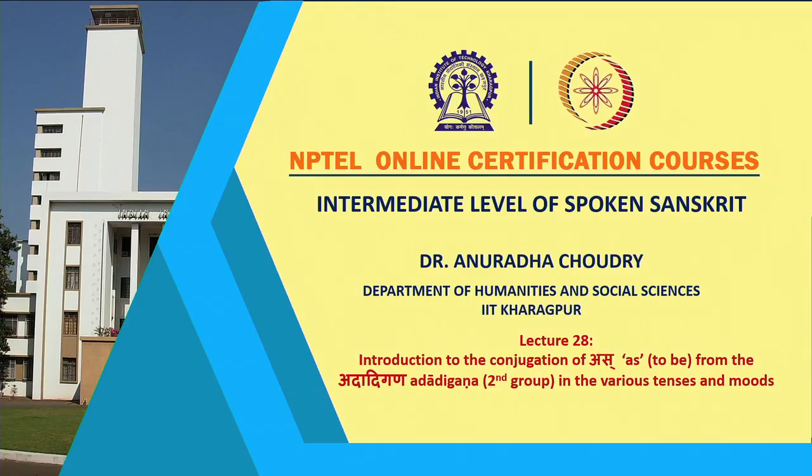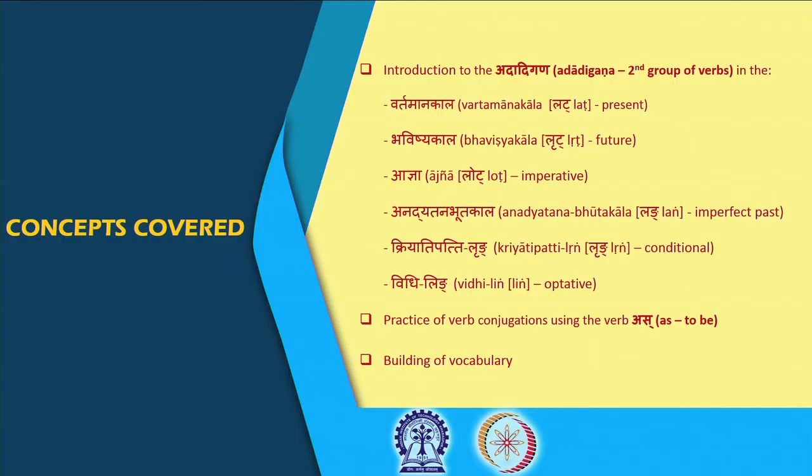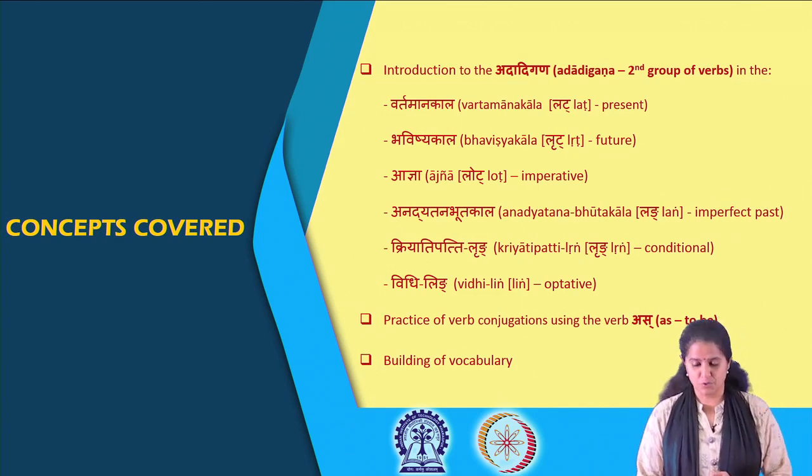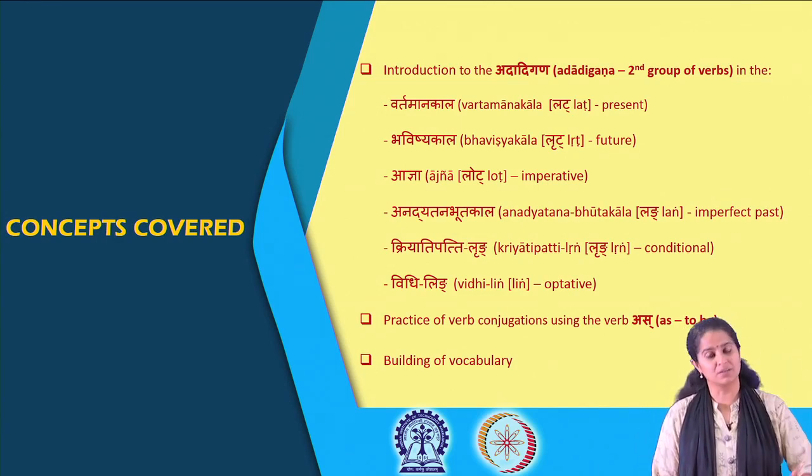So far we have looked at the first group, which is the bhvadigana, the 10th group, which is the curadigana, and we lightly touched upon the second group, or the adadigana, and the verb that we looked at was the as. So in today's lecture, which is lecture number 28, I will do an introduction to the conjugation of the as dhatu, which is to be, from the adadigana, the second group, in the various tenses and moods. I'll do this introduction for you, and we look at them in the vartamana kala, the bhavishya kala, the ajna, the anadyatana bhuta kala, the kriyatipatti-ling and the vidhiling forms.